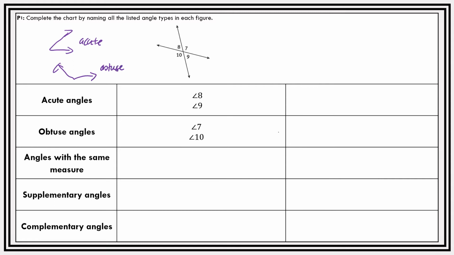All right, angles with the same measure. If I go back and look at our definitions on your note page, what did I say about vertical angles? I said that vertical angles are going to have the same measure. We'll prove that later on, but they do have the same measure. So one pair of angles with the same measure is angle 8 and angle 9. They're vertical angles. They look like they're the same, don't they? And they are. Vertical angles have the same measure. Similarly, angle 7 and angle 10.